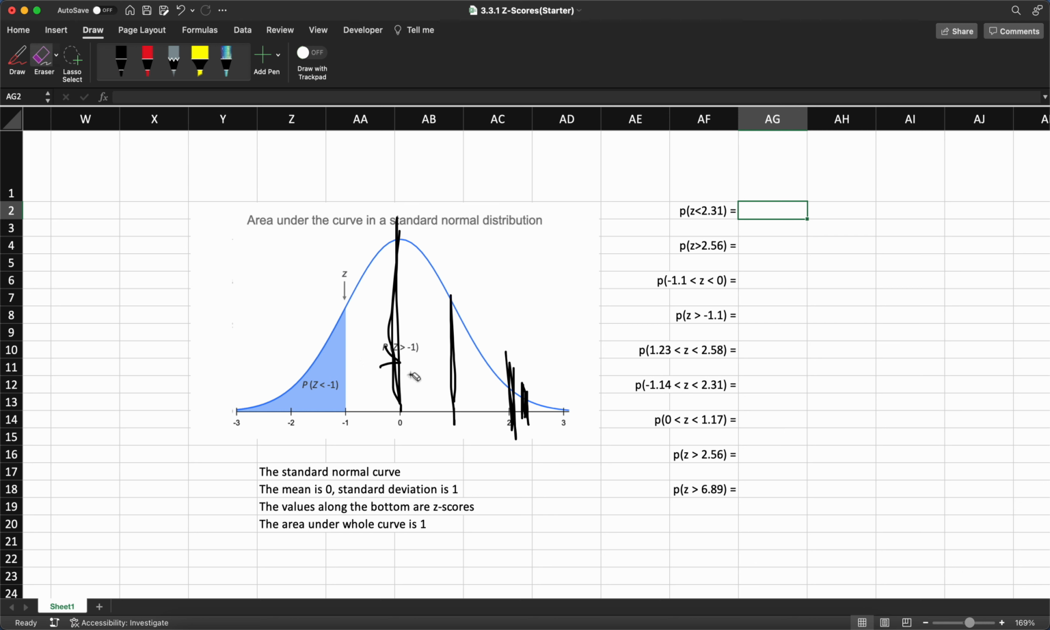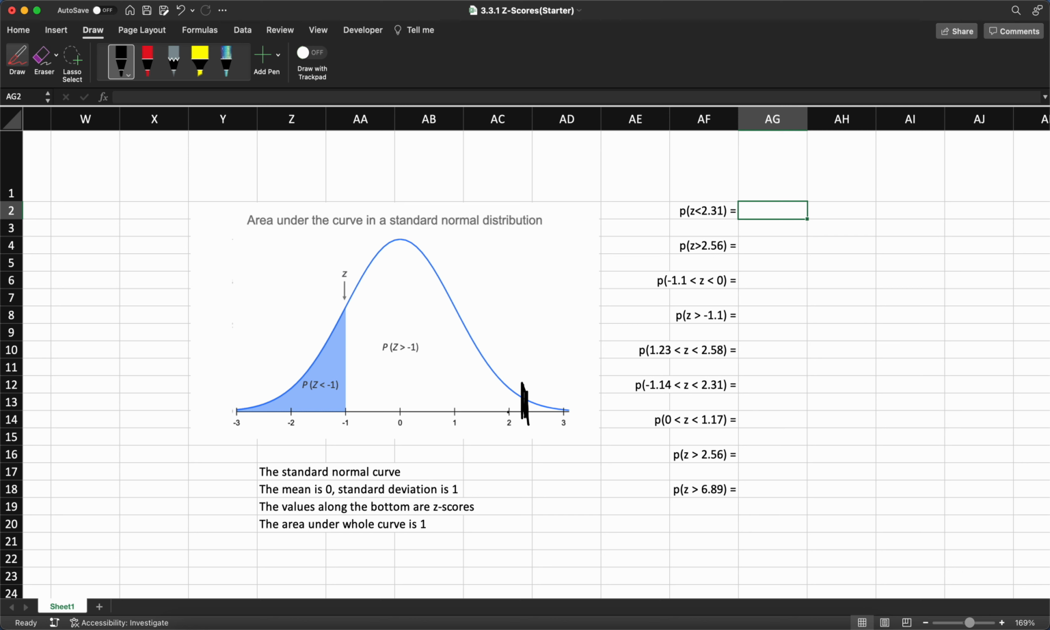Again, let me erase all this stuff. We know that up to 2 standard deviations above the mean, that's 97.5% of the area under the curve. So that's 0.975. So we know that the area below 2.31 is going to be even bigger than 0.975. Not much bigger, but bigger.